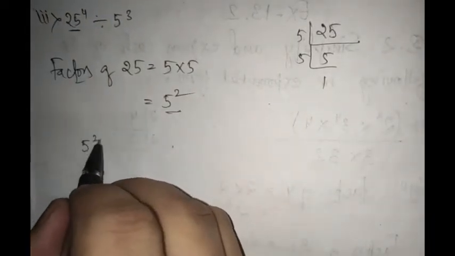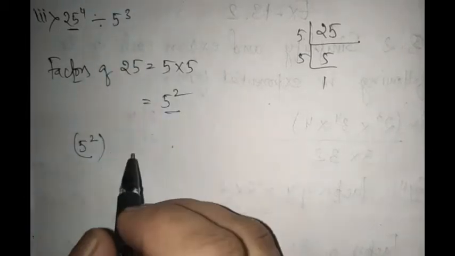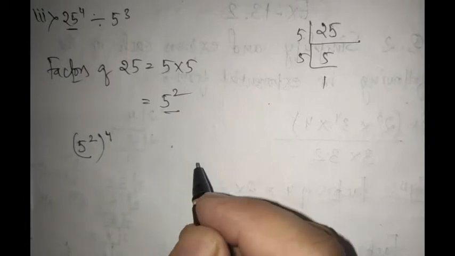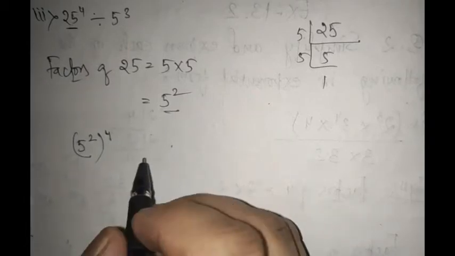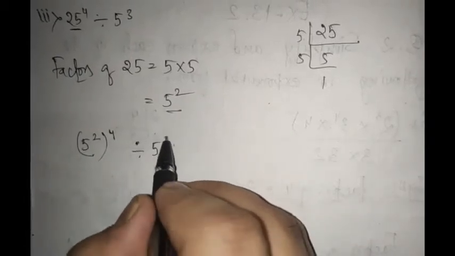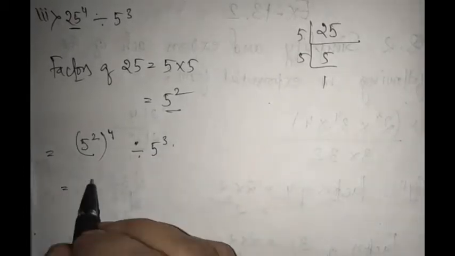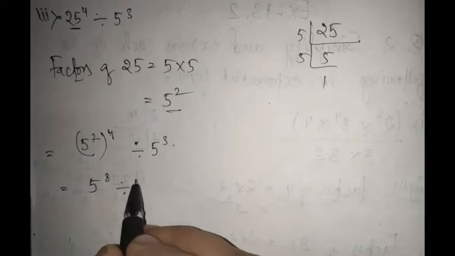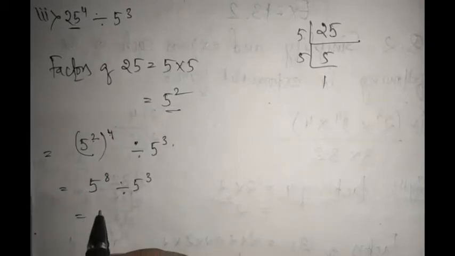So 5 square, then again one exponent is there, no? Just see, 4. So you will write this 4 out here. Okay, if you have such a problem, then you will write like this. Okay, so now 5, 2 fours are 8, divided by 5 cube, is equal to 5 to the power 8.